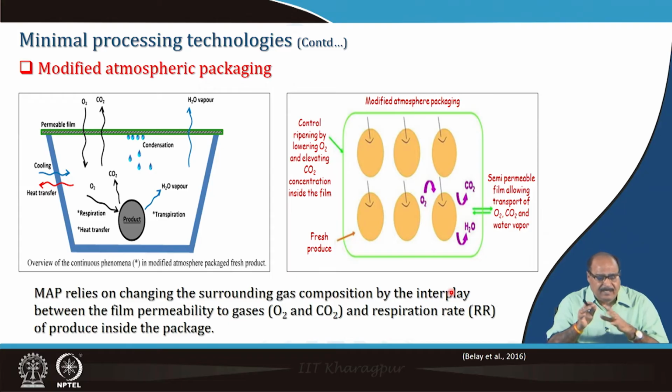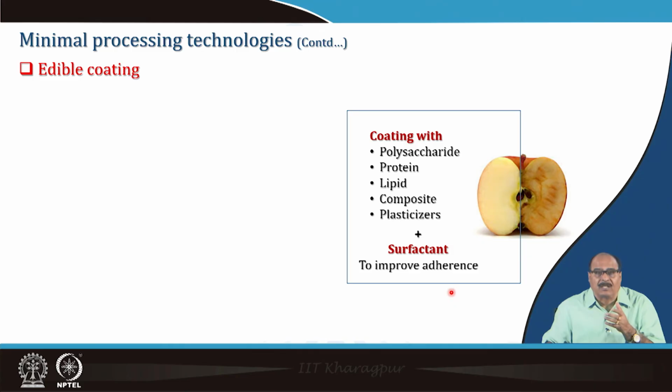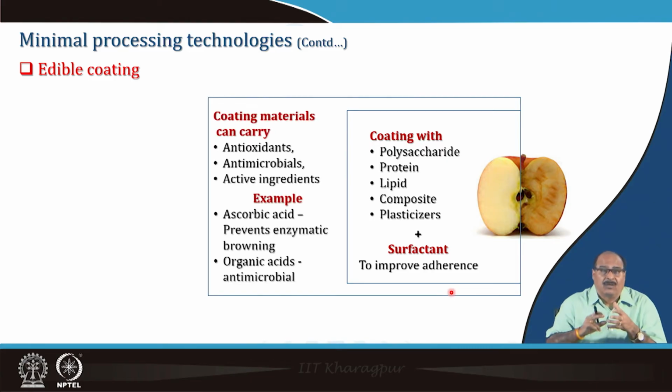MAP relies on changing the surrounding gas composition through the interplay between the film permeability to gases, that is O2 and CO2, and the respiration rate of the product inside the package, which is controlled so as to get better shelf life. Similarly, there is edible coating, with polysaccharide, protein, lipid, composite, plasticizers or surfactants to improve adherence. Even the coating material can carry antioxidant, antimicrobial and other active ingredients.